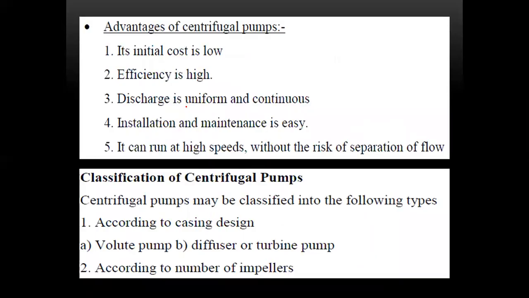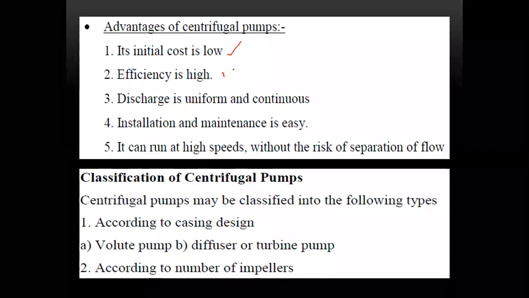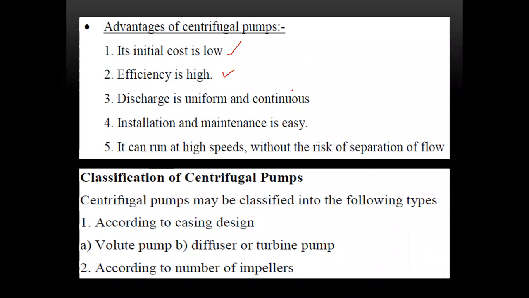Next, what are the advantages of centrifugal pumps? The centrifugal pump's initial cost is low. Efficiency is high. If you get any question in the exam, a simple sentence, you can close it. Initial cost is low when compared to a reciprocating pump. Efficiency is high when compared to a reciprocating pump. Discharge is uniform and continuous, installation and maintenance are very easy, and it can run at high speeds without any separation of flow, right?